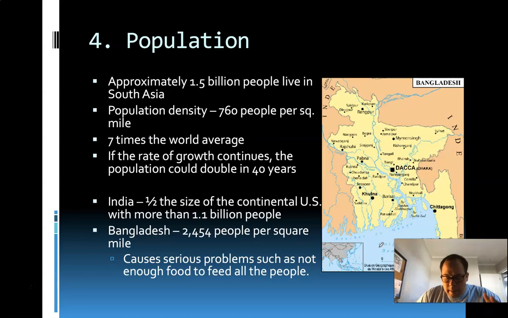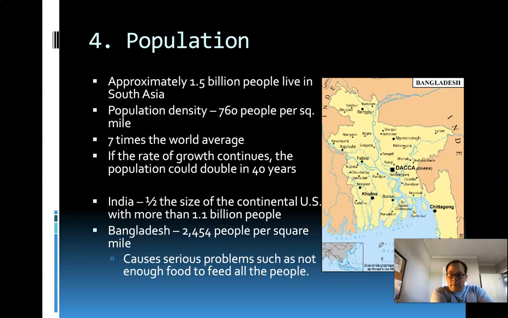Looking at the population, these numbers are a little old, so the current numbers would be much higher than what's on this screen. There's approximately 1.5 billion people who live in South Asia. The population density at this time was 760 per square mile, which is 7 times the world average. If this rate of growth continues, which it has been growing rapidly, the population could double in 40 years.